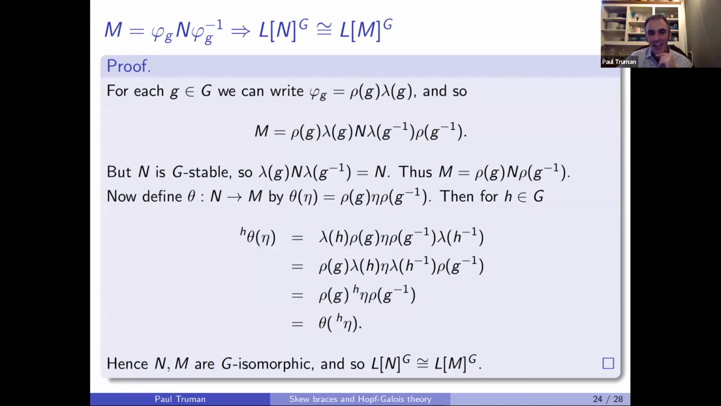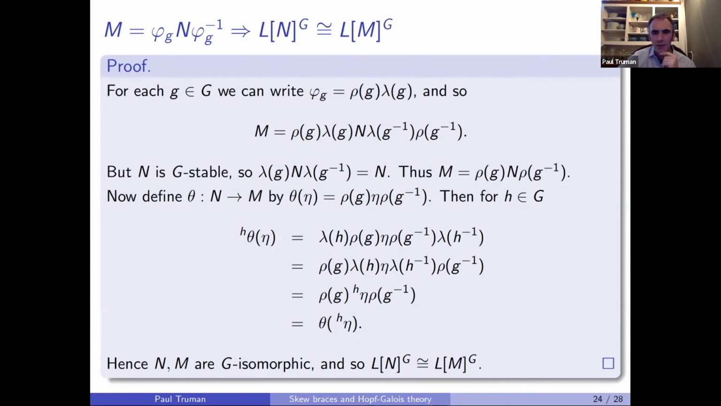And then going down to the third line there, conjugating eta by lambda of H is just the definition of H acting on eta, and then I can just package that back up and say, well, that's just theta of H acting on eta. So this map really does respect the G actions.